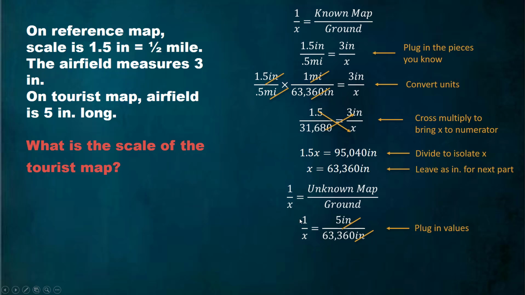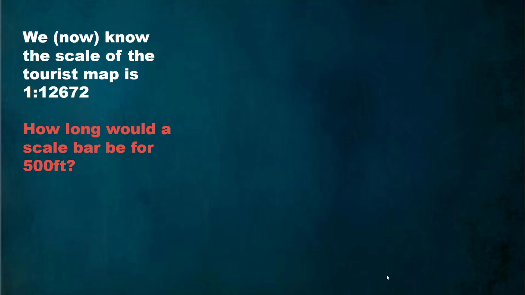And remember, when it's in this format, all we have to do is get it so that the numerator is a 1, right? So we're just going to simplify, divide it by 5 over 5, and we get 1 over 12,672. So this is the representative fraction for the touristy map. Okay? It's kind of an awkward number, but that's okay because we're not going to measure with that.